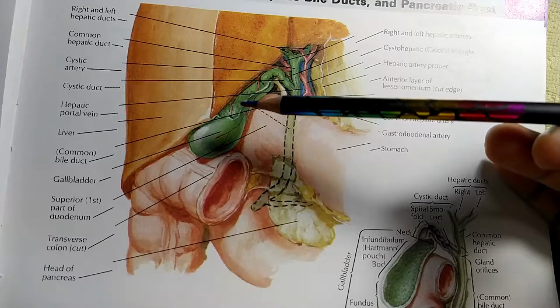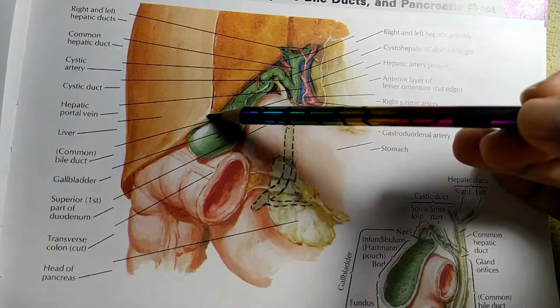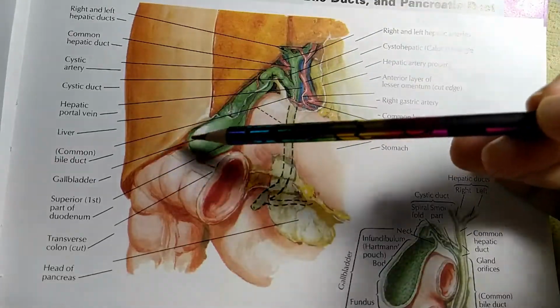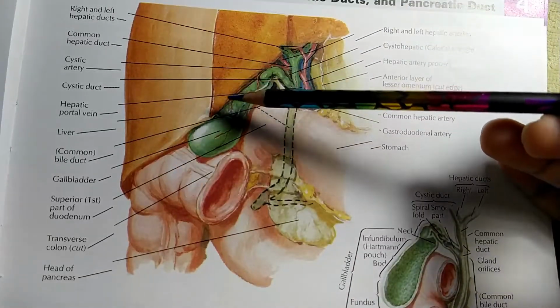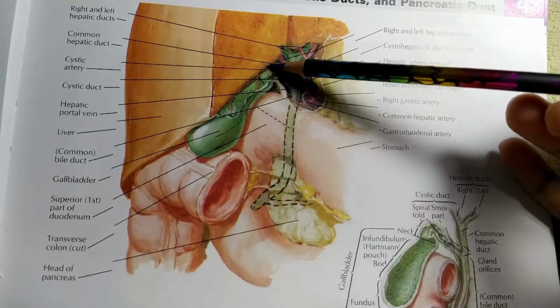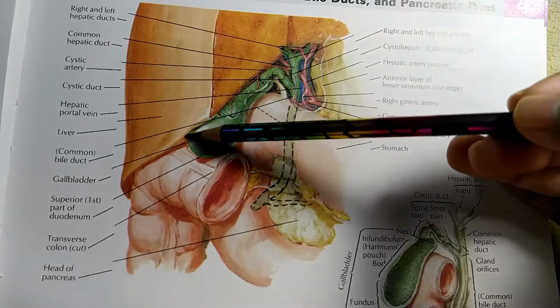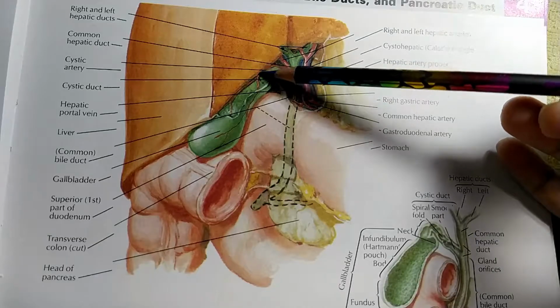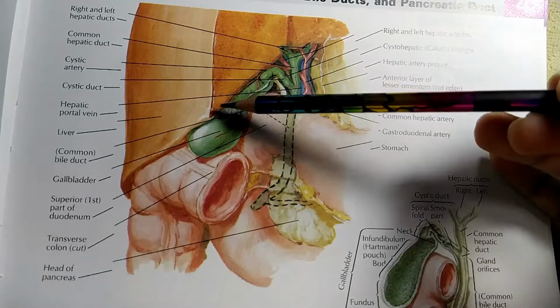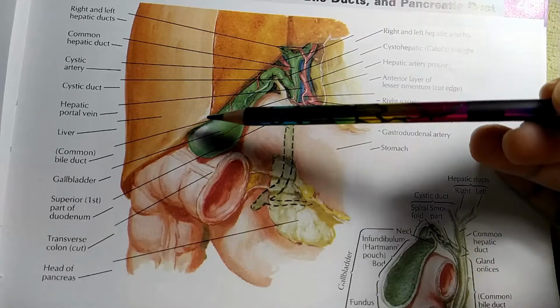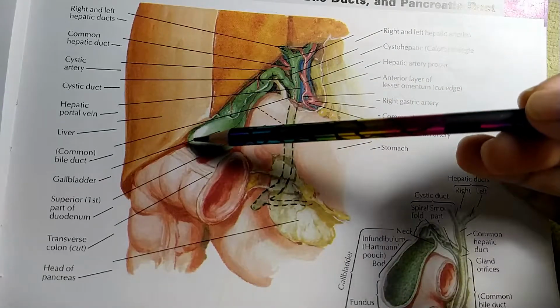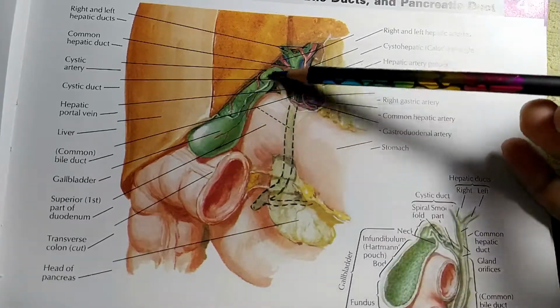It is situated in the gallbladder fossa. The inferior surface of the liver, or visceral surface, has a non-peritoneal area where the gallbladder lies. So the gallbladder is usually present in the gallbladder fossa, which is non-peritoneal. The rest of the portion is peritoneal.